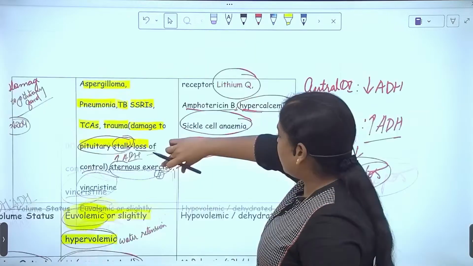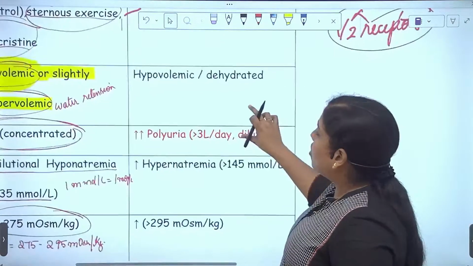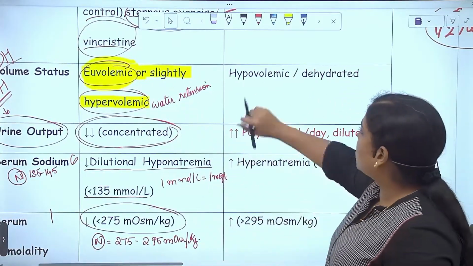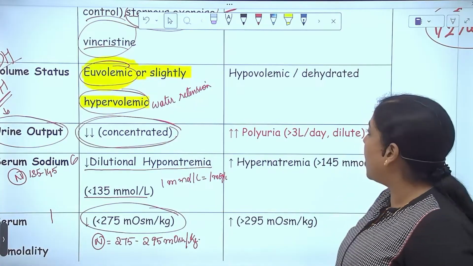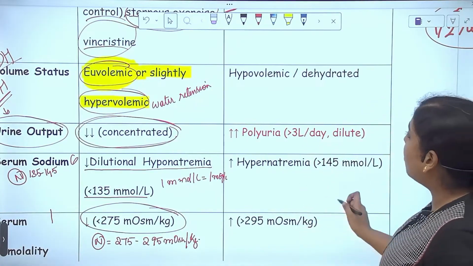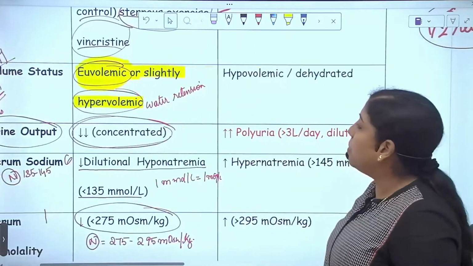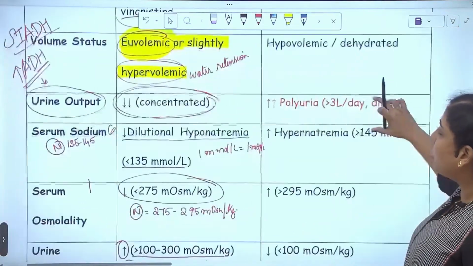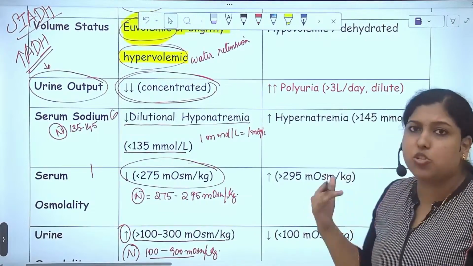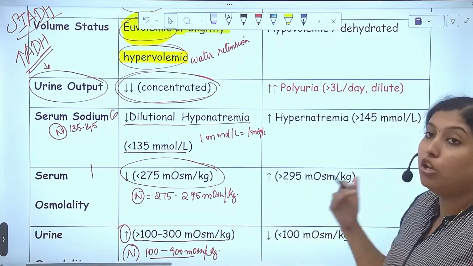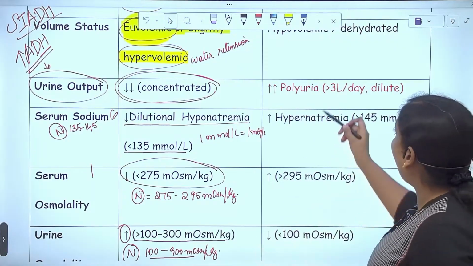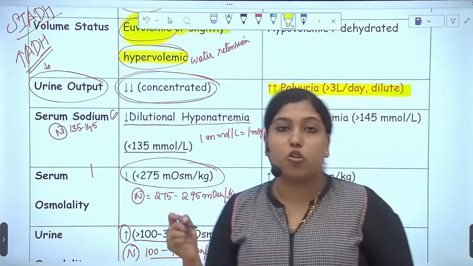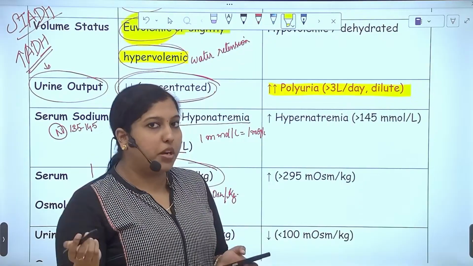About the volume status, see here. Euvolemia was there in case of SIADH. In case of diabetes insipidus, where your ADH hormone is reduced, the patient will have hypovolemia. And what about the urine output? Because of the very much reduced antidiuretic hormone, there will be polyuria. What is the definition of polyuria? When there is a urine output of greater than 3 liters per day, we term it polyuria.